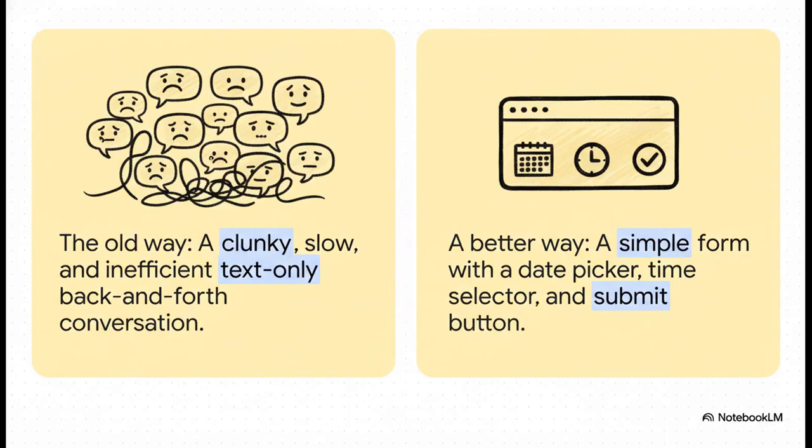Okay, just look at the difference here. On the left, you've got that clunky, old-school text conversation for booking a table. What day? What time? Oh, sorry, we don't have that. It's just slow. But now look at the right. Instead of all that back and forth, the AI agent is smart enough to just generate a simple, clean form. That's the core idea, getting straight to the point with a visual UI.